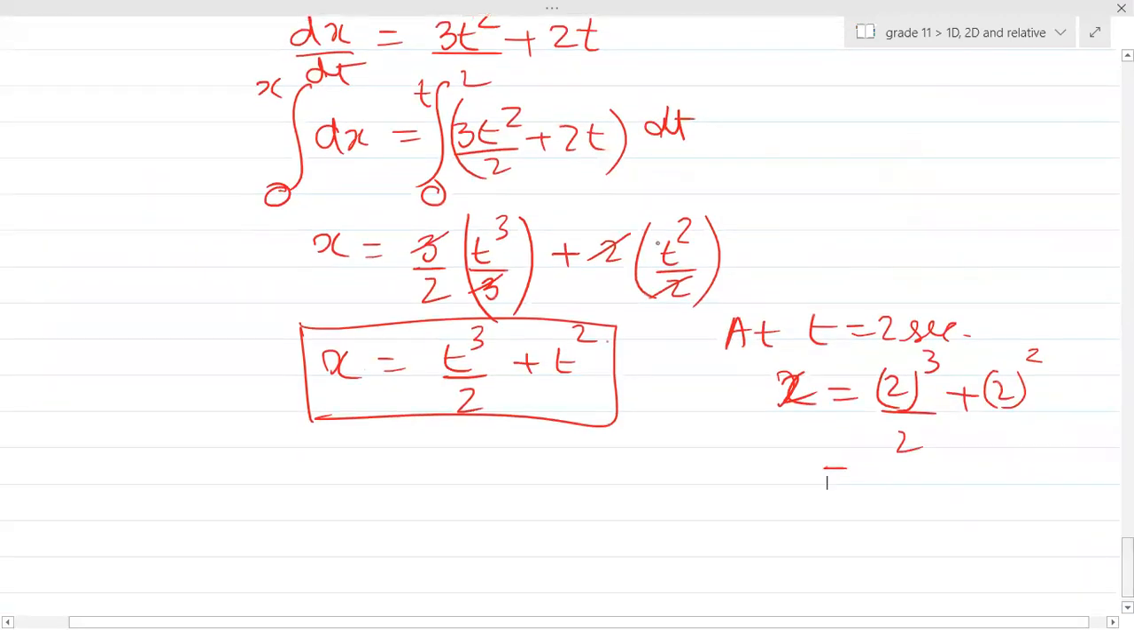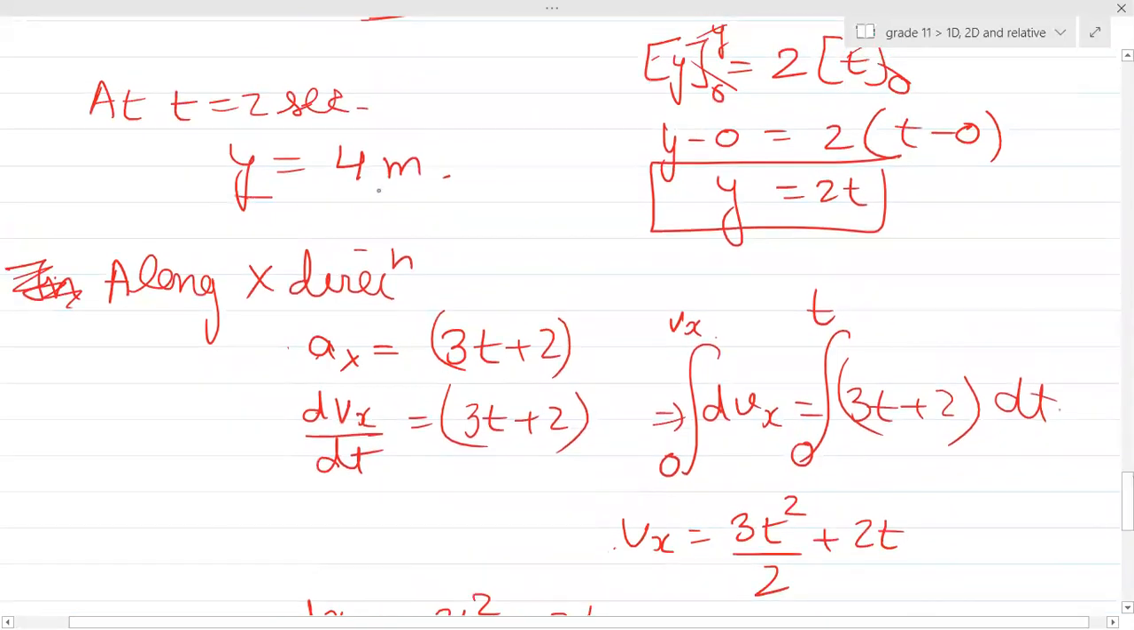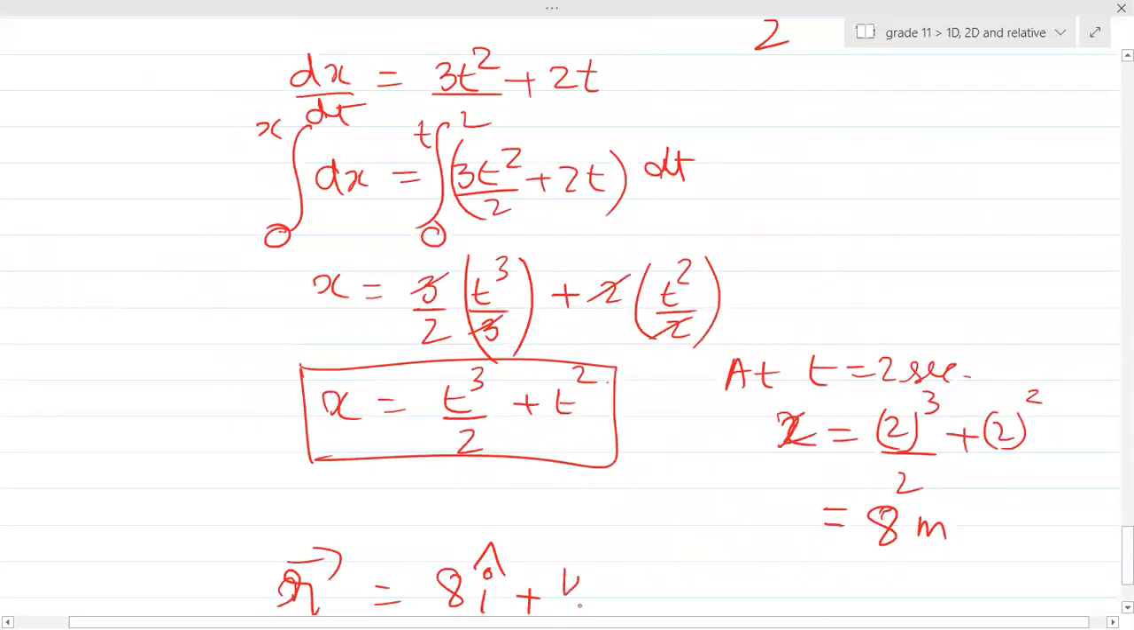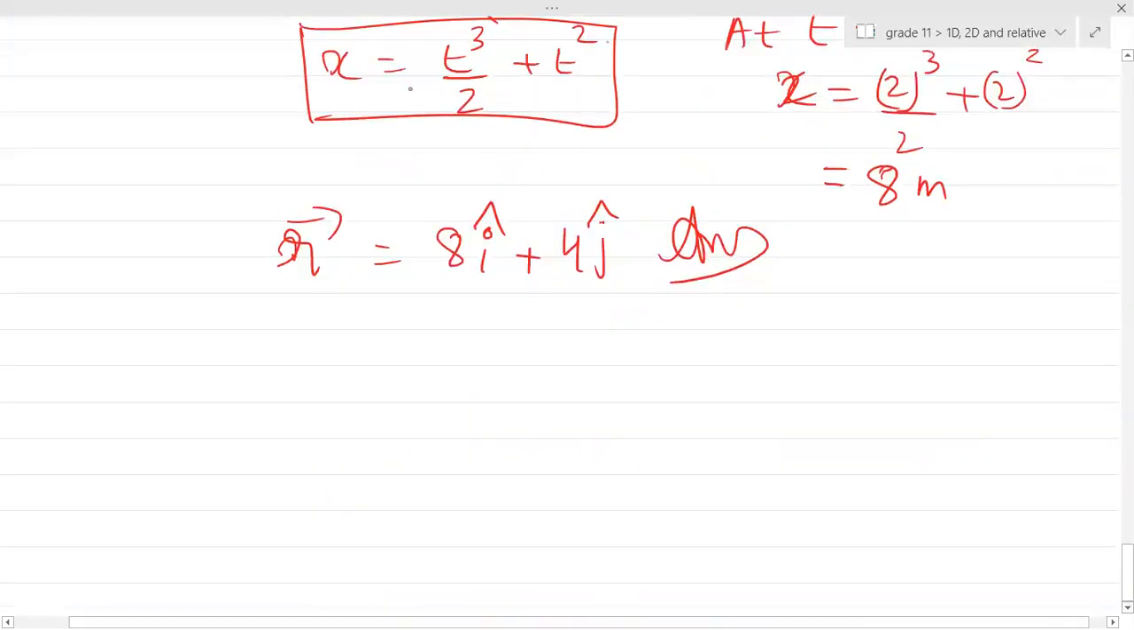So what's the answer for this? 4 plus 4 is 8. So what is the position vector, guys? The position vector will be 8 i cap plus 4 j cap. That is the answer to your question. Is this clear, guys? Yes, sir. Shall I give you one more question at home? One more question, it's fine. These many questions are fine.